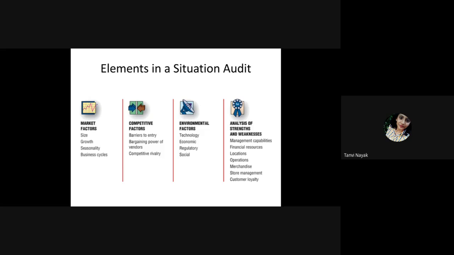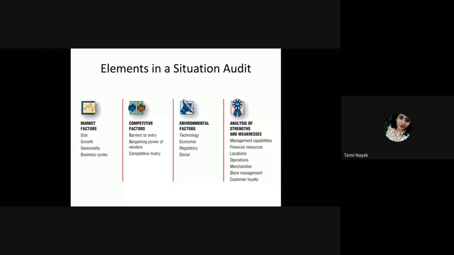Next we have the analysis of strengths and weaknesses, which as I told you is self analysis. Your own strengths and weaknesses are analyzed: the capability of the management in handling the business, the opportunities they get, and the threats, and how they will minimize them and escape from them. Then the location advantage and financial resources available to the retailer, and the operations: the process, systems and methods they use in operating their business.